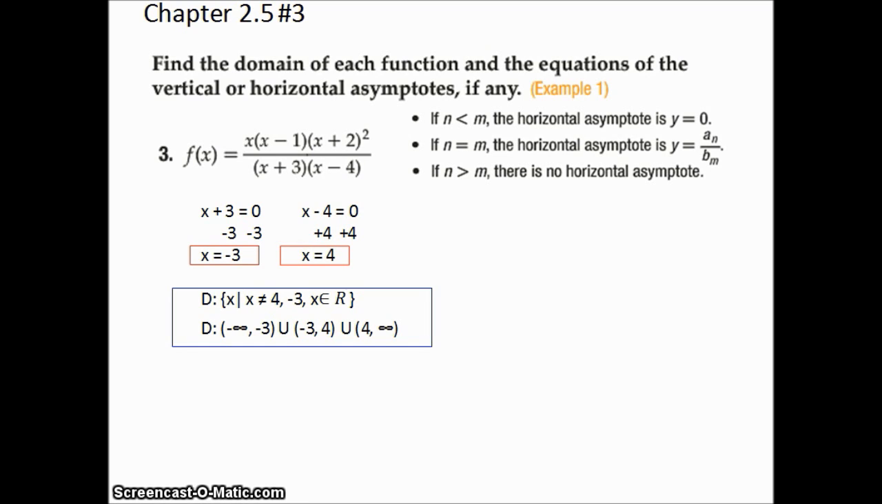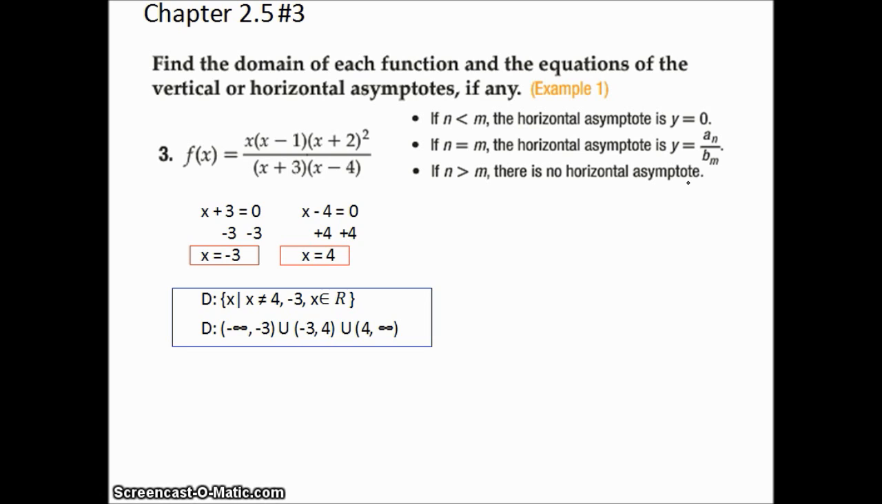The rules for determining if there is a horizontal asymptote are given over here on the right. But first, we need to understand that the degree of the numerator is equal to the value n, and the degree of the denominator is equal to the value m. If the value n is less than the value m, the horizontal asymptote is y equals 0. If the value n is equal to the value m, the horizontal asymptote is y equals a over b. If the value n is greater than the value m, there is no horizontal asymptote.